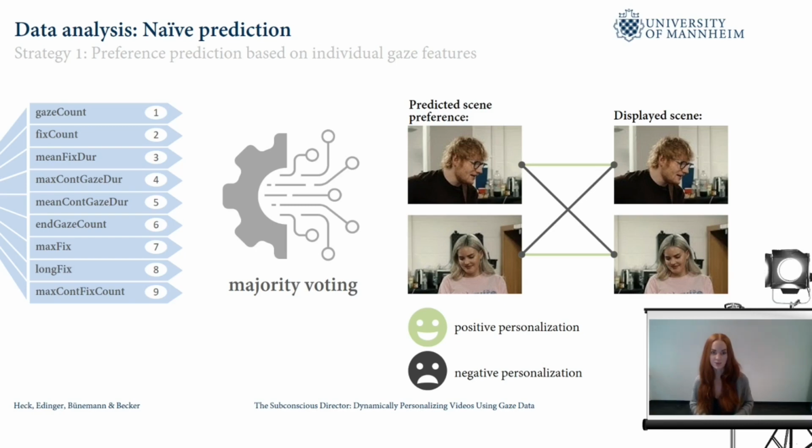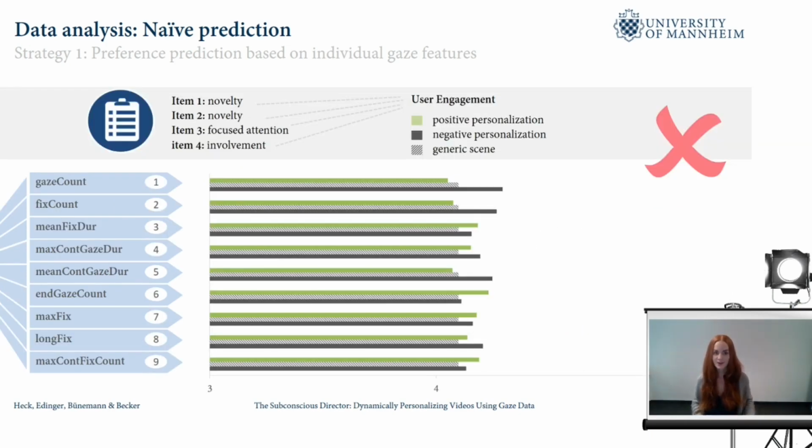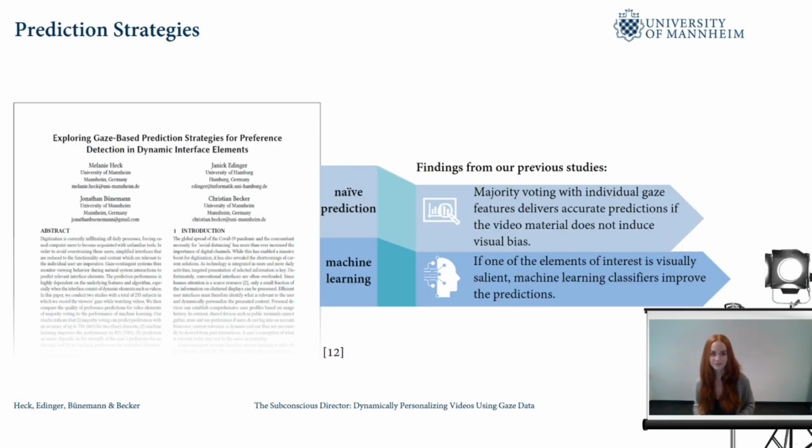otherwise as negative personalization. The big advantage of this strategy is that no training data is required, so we can directly predict the viewer's preferences without having to previously collect gaze and preference data for the scene. But we did not find a significant positive effect in user engagement.